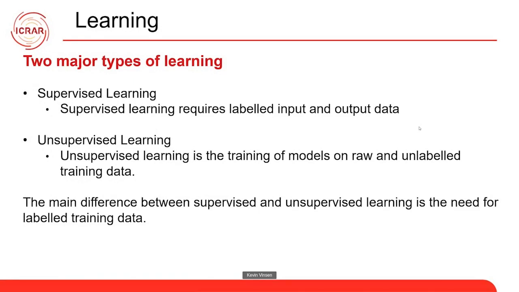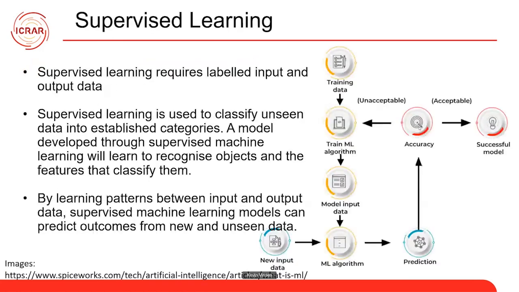Supervised machine learning requires labeled inputs and outputs. So effectively, we teach the computer, this is an apple, by showing it an apple and giving it a label. Unsupervised learning is training models on raw and unlabeled data. So the main difference here is between having labeled or unlabeled data. Let me explain a little further.